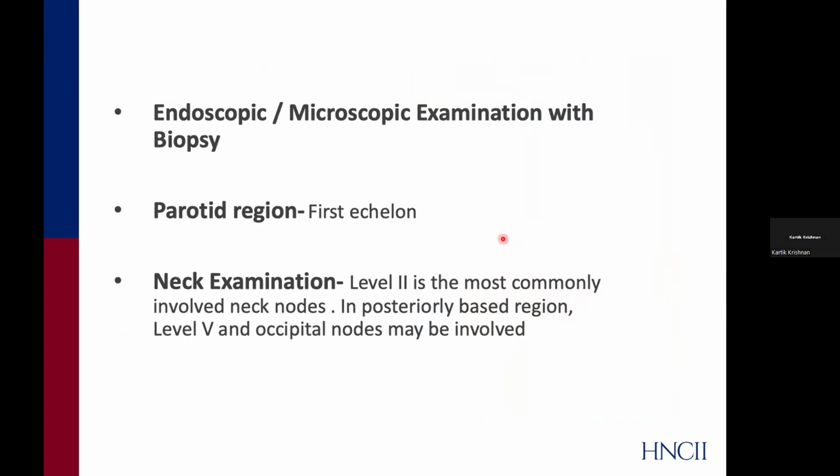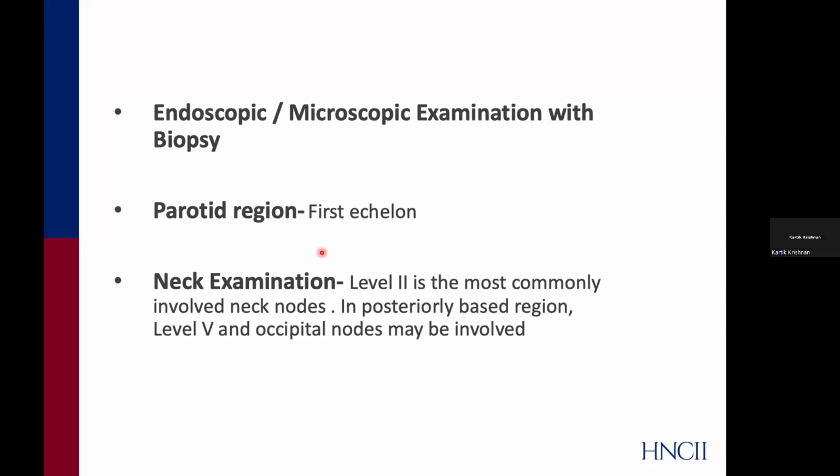Then the local examination will also involve the regional examination. The parotid is the first echelon node of the temporal bone cancers. There can be involvement of the parotid due to direct extension, or there can be nodal involvement, which generally cannot be palpated, so you'll have to look at the imaging.